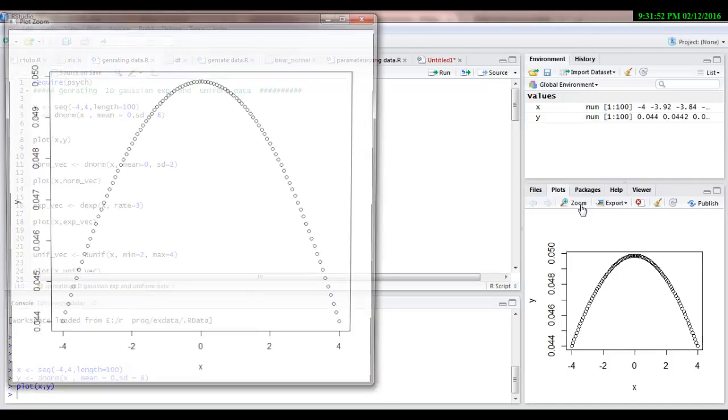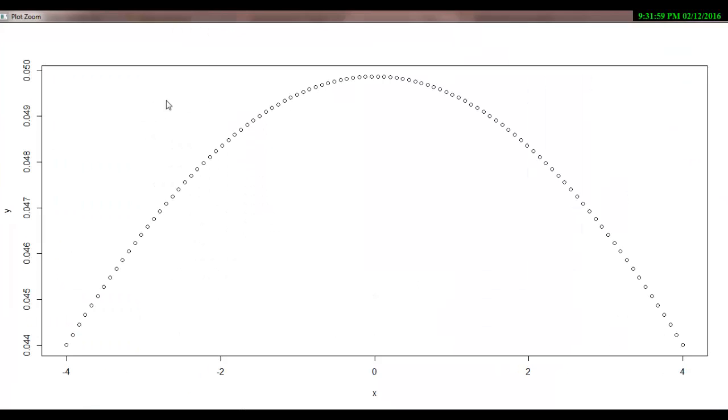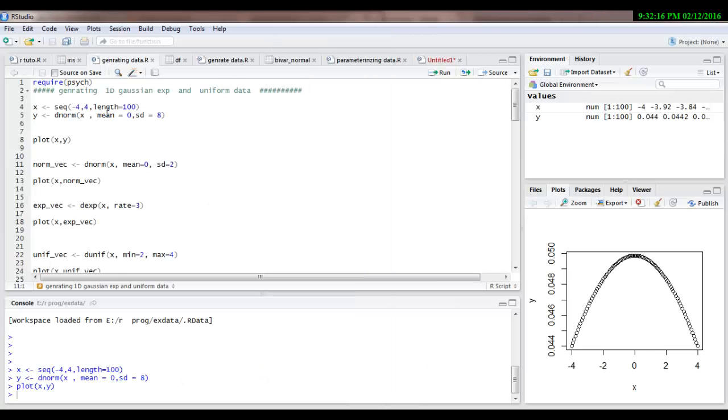So here you can see this is the plot that we got. It certainly has the values from -4 to 4. We specified it at the time of declaring X, and these are the various Y values that we got from this formula: mean equal to 0 and standard deviation 8.